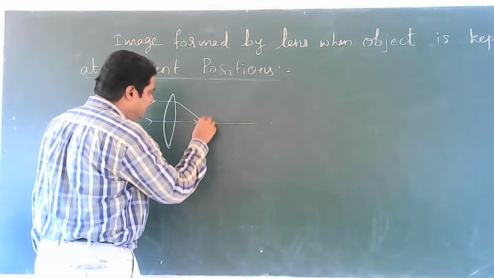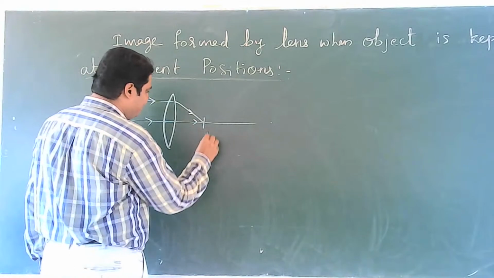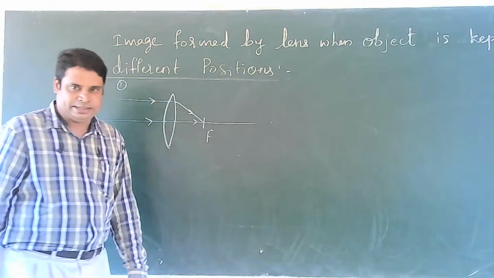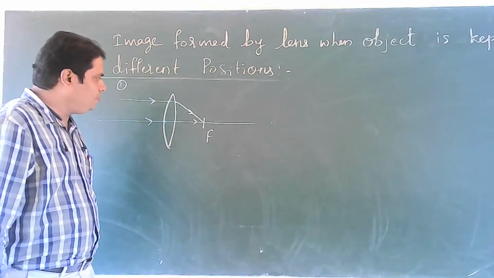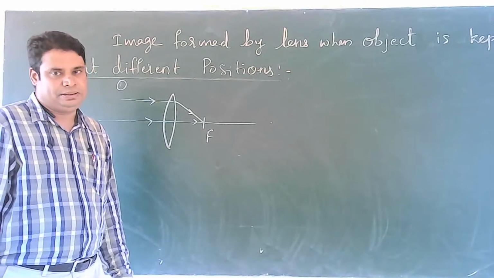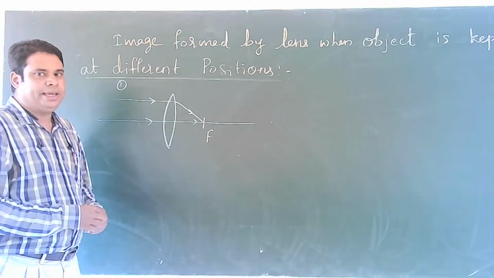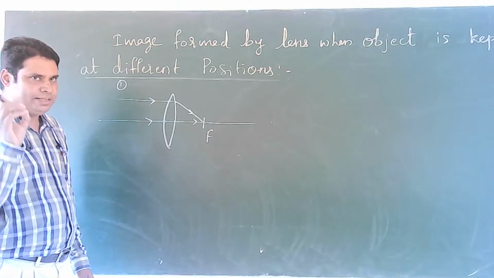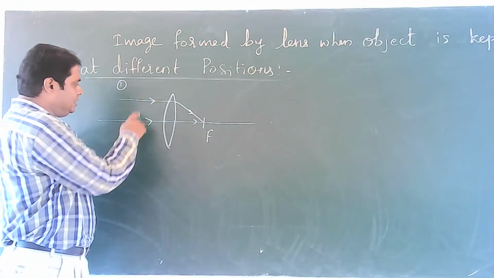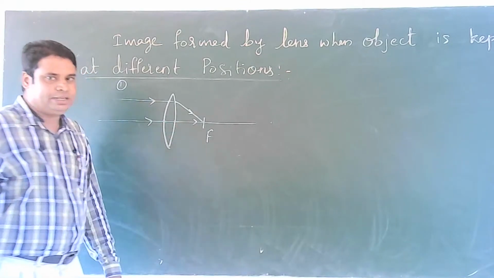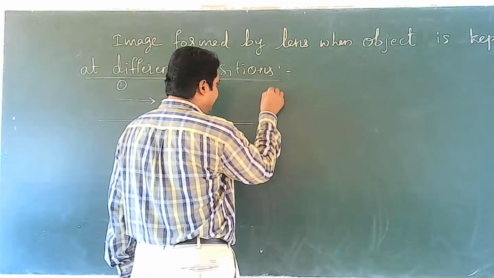After refraction, it will meet at F on this principal axis. F is principal focus. Okay, this is the first ray. You have to consider a paraxial ray which is parallel to principal axis, and after refraction it will meet at point F. First ray. What about the second ray?